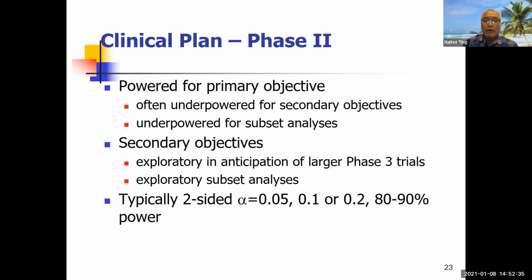Well, phase 2, you have the powerful primary objective. And again, for study design, you have to be very clear about what your primary objective is and how you achieve your primary objective. So you calculate study power based on the primary objective, and often underpowered for secondary objectives, underpowered for subset analysis and for other reasons. Your secondary objectives are mostly exploratory in nature. They're not necessarily confirmatory, okay? And typically two-sided alpha 0.05, 0.1, 0.2 with pretty good power. So again, we'll get into a lot more details in phase 2.